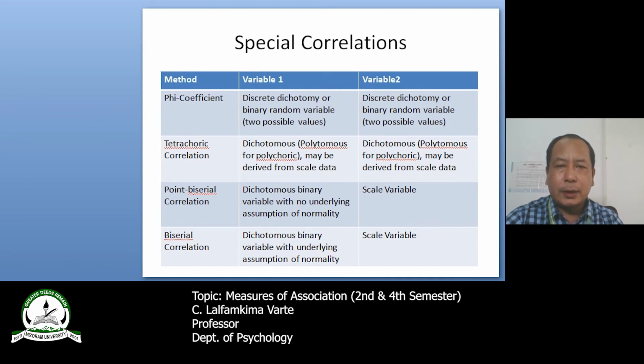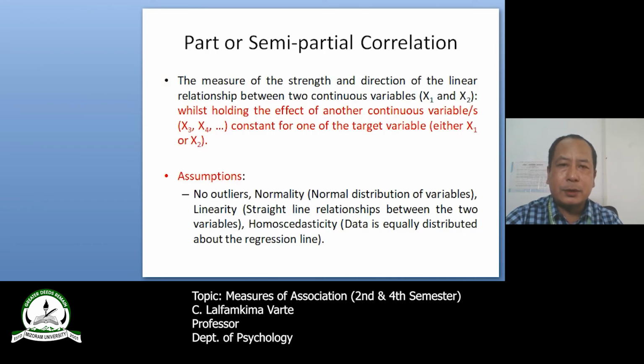Those are the methods of association that are possible for the relationship between two variables. Now let us move on to the relationship between more than two variables. Firstly, let us look into the part or semi-partial correlation.